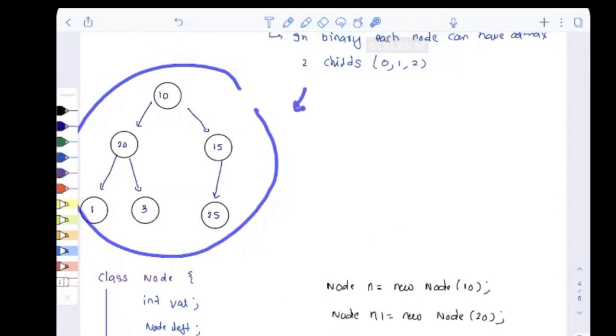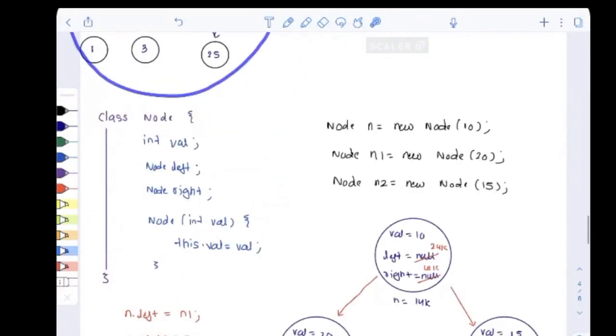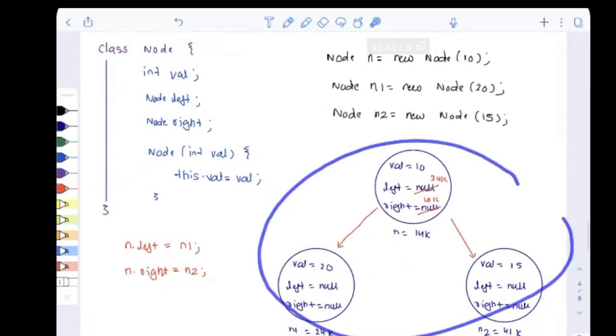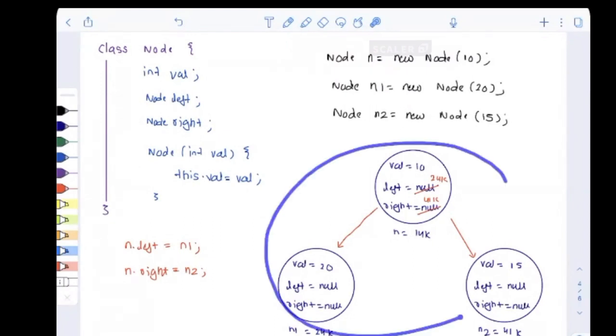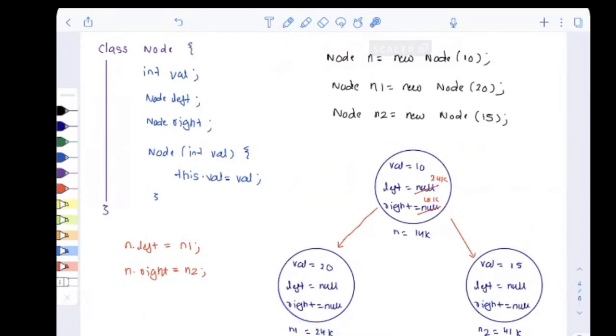This is my binary tree. The real picture is nothing but this. This is what is happening in reality. There are nodes, and nodes have addresses of left and right, and with the help of that, this entire information is created. Perfect, guys. Makes sense. Okay.